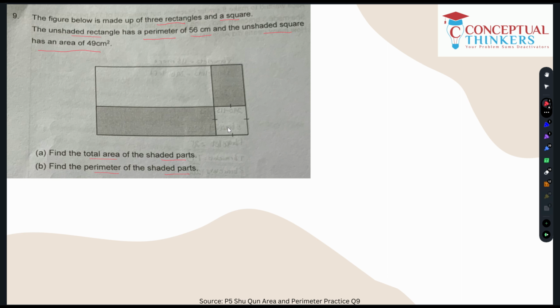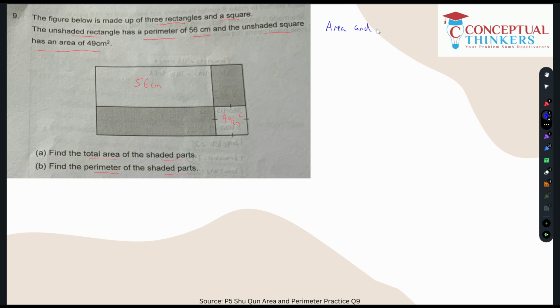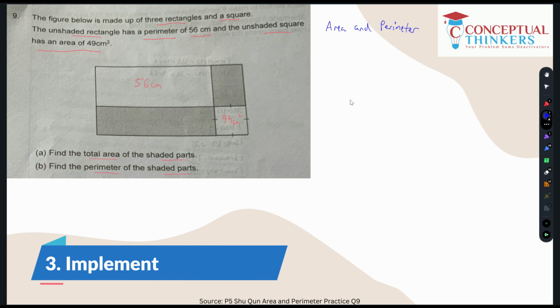So let's fill in some information that was given by the question. So they say that the perimeter of the unshaded rectangle, so this is the unshaded rectangle, so the perimeter is 56 cm. Then the unshaded area of the square is 49 cm square. So just by looking at the question, we know that they are asking for area and perimeter. So the concept they're trying to test here will be area and perimeter. Okay, so this is how we identify the concept. So next, we're going to implement the step to solve it.